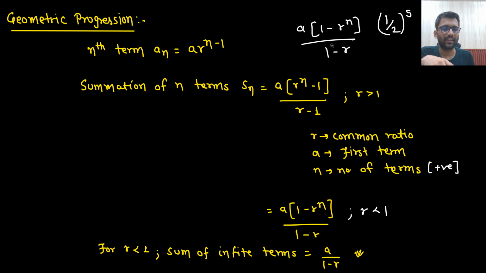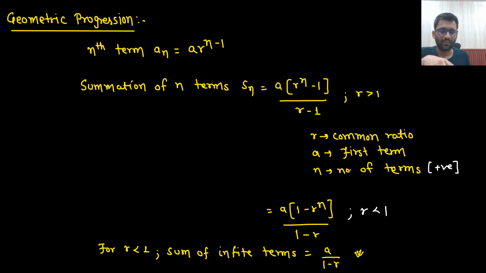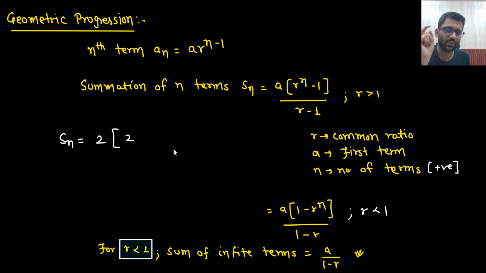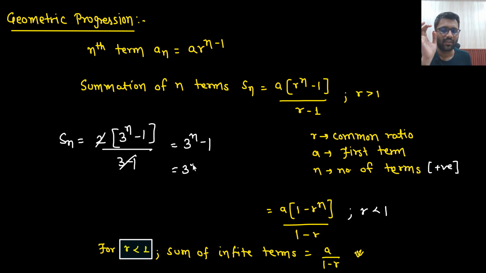So when r is less than 1, we write that in this manner: 1 minus r to the power n divided by 1 minus r. And for the sum of infinity terms, for r less than 1, let's just say my summation is coming something like this: my a is 2 and my r is 2 only, or you can say my r is 3, 3 to the power n minus 1 divided by 3 minus 1. So this and this is getting cancelled. So my summation is 3 to the power n minus 1. And now if my n is infinity, so 3 to the power infinity minus 1, my summation will be infinity only. But if my r is less than 1, then what will happen?